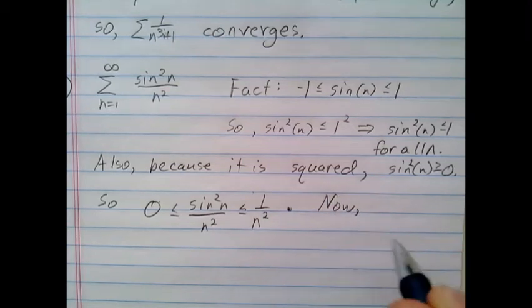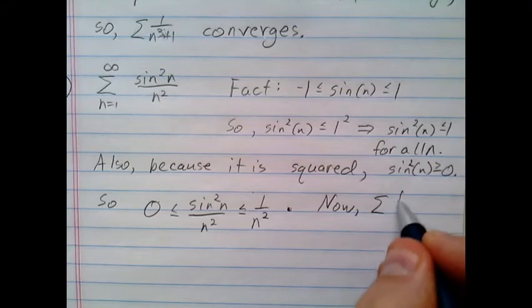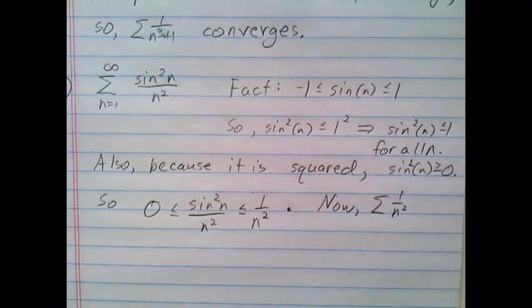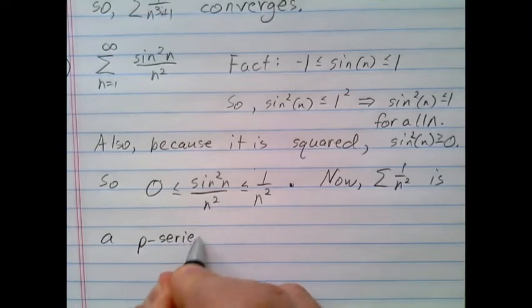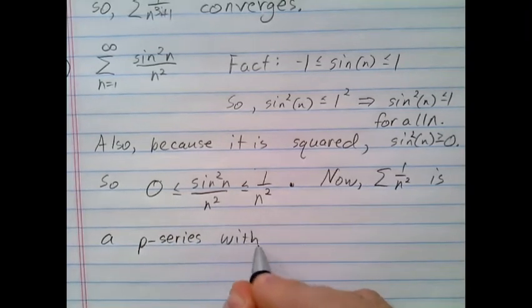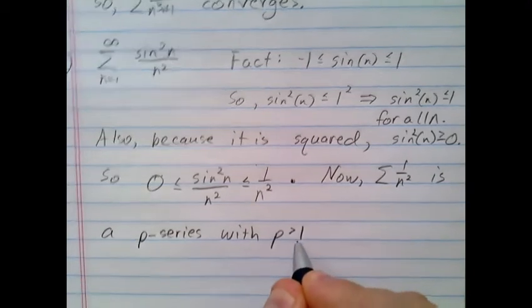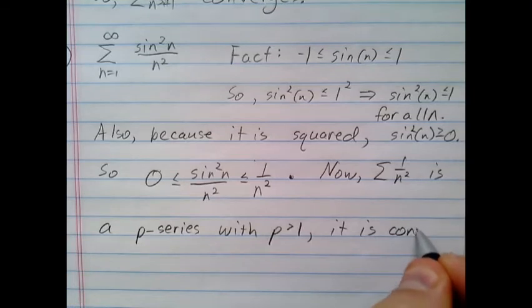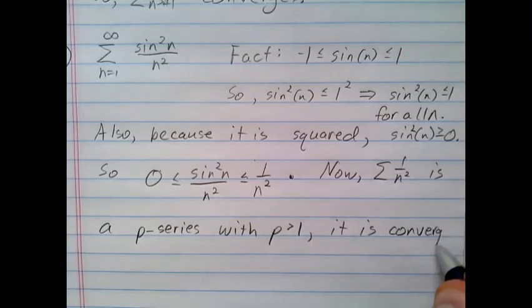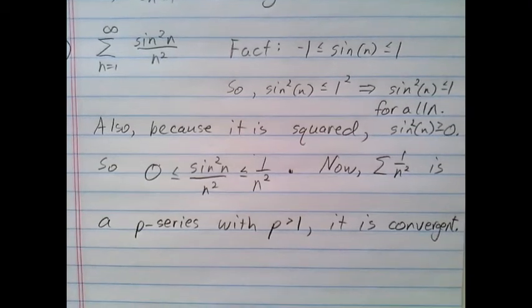So I'll go ahead and say it now. Since the series whose nth term is 1 over n squared is a p-series with p greater than 1, it is convergent. I needed to explicitly say this because this is sort of the last part of the conditions for applying the comparison test.